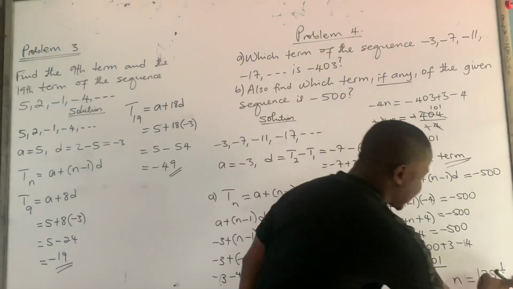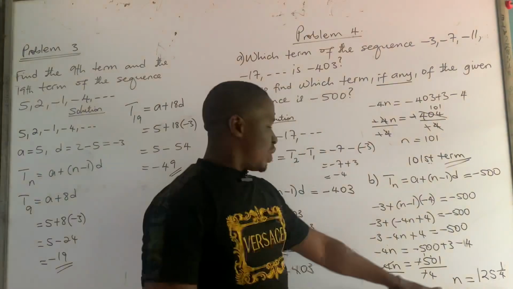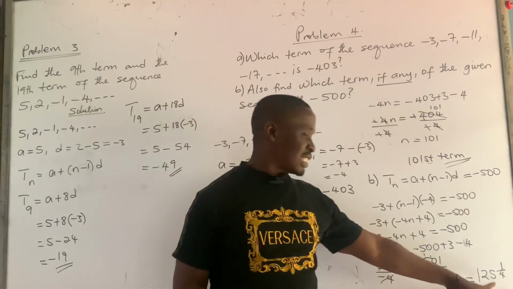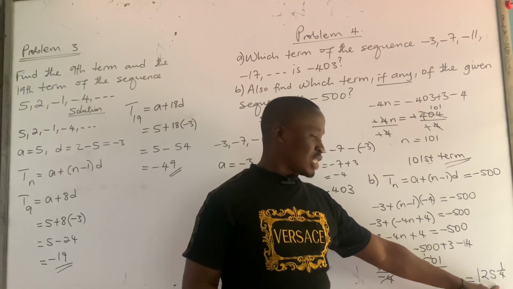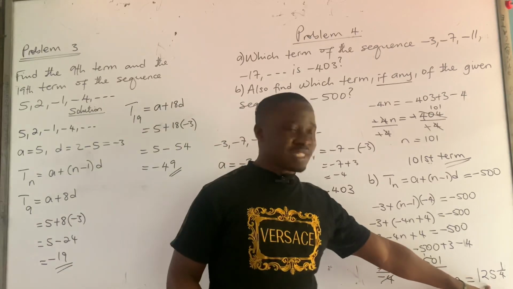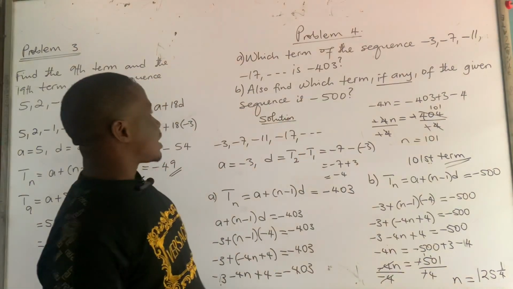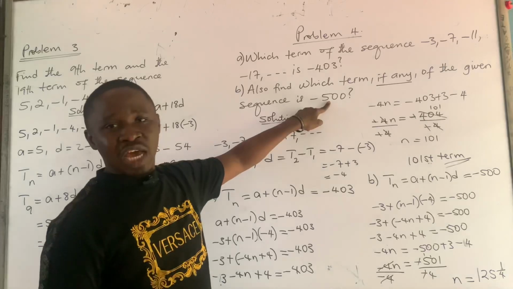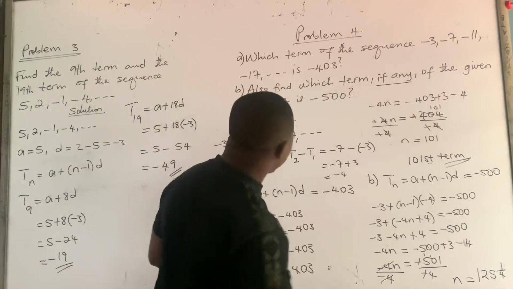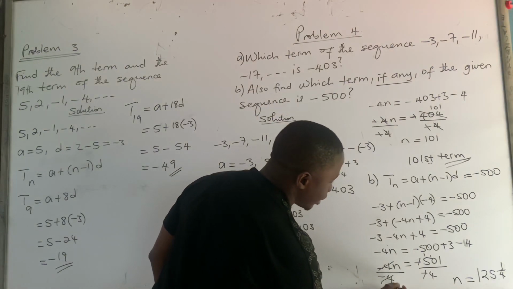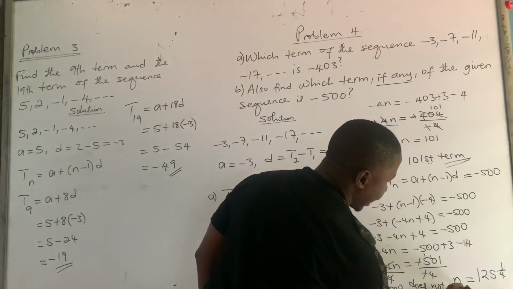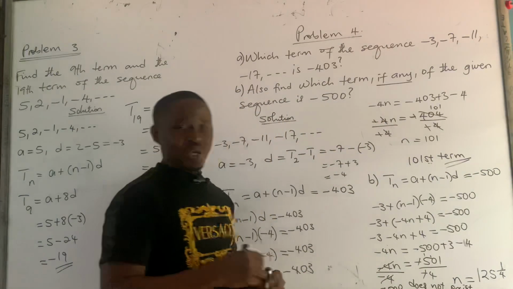So we can see that the value of n here is fractional. In other words, we have a decimal, because this can give us 125.25. Because this one is decimal or fractional, it tells us that minus 500 does not exist as a term in this sequence. So we can say minus 500 does not exist. I hope it is understood.